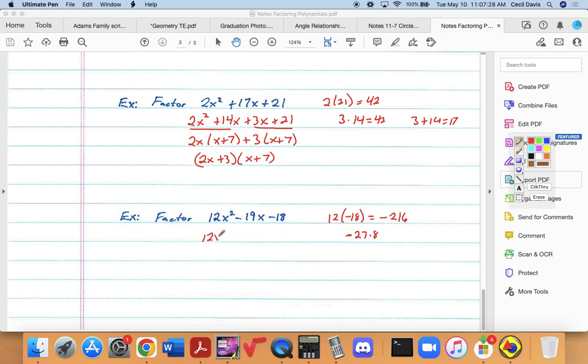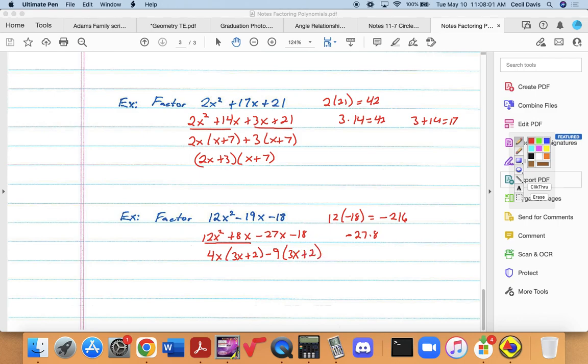So let's do 12x squared. Oh, let's do the positive 8. And then do the negative 27x minus 18. So what can I factor out of the first two terms? 4x. And that'll be 3x plus 2. What can I factor out of the second two? A negative 3. How about a negative 9? Which will give me positive 3x plus 2.